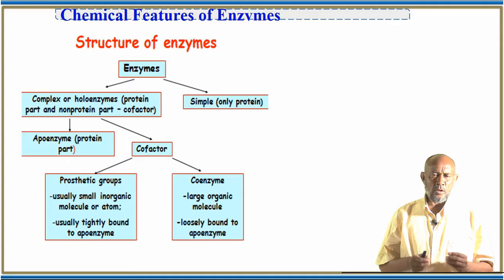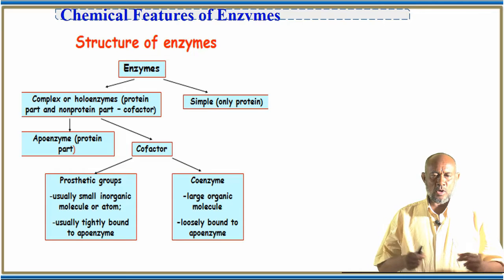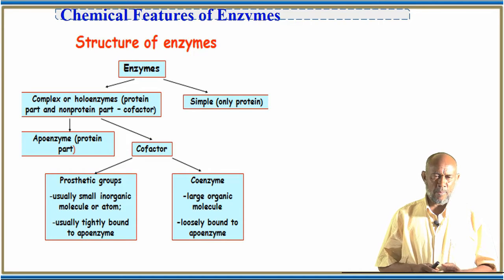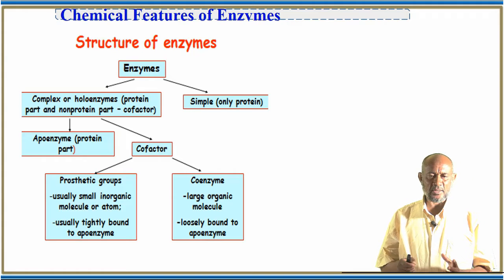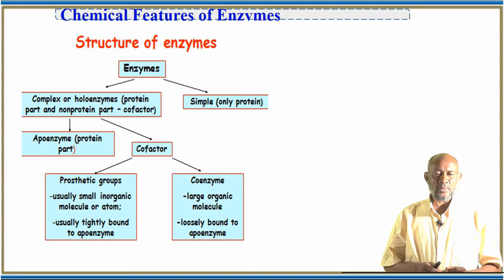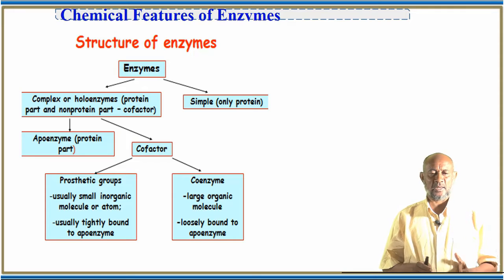Again, the holoenzyme is composed of two basic components, the apoenzyme and the cofactor. The apoenzyme is the protein part.